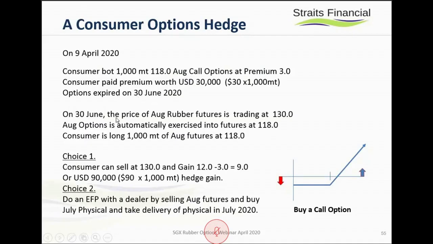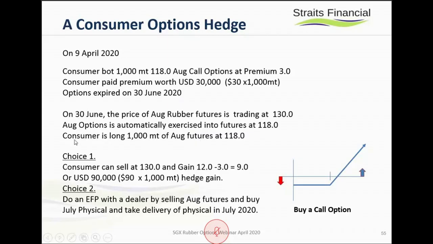All right. So on the 30th of June, assuming that the price of rubber has already gone up to 130, the option is automatically exercised into the futures contract at 118, because he bought the strike price 118. He gets a long futures at 118. Since the futures price is 130, you can see that the difference between 130 and 118 is 12 cents per kilo. So the consumer is long 1,000 metric tons of August futures at 118.